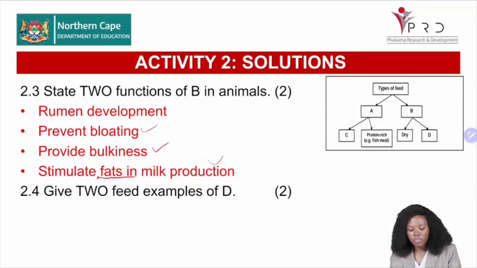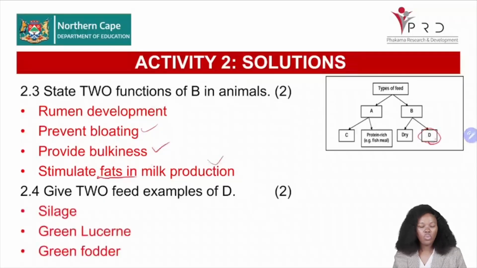So the examples of D, we can name green lucerne, we can name silage that is grown or stored under an anaerobic environment, we can name the green fodder. So these are the three examples of feed or roughage that are referred to as the succulent that have more moisture content.